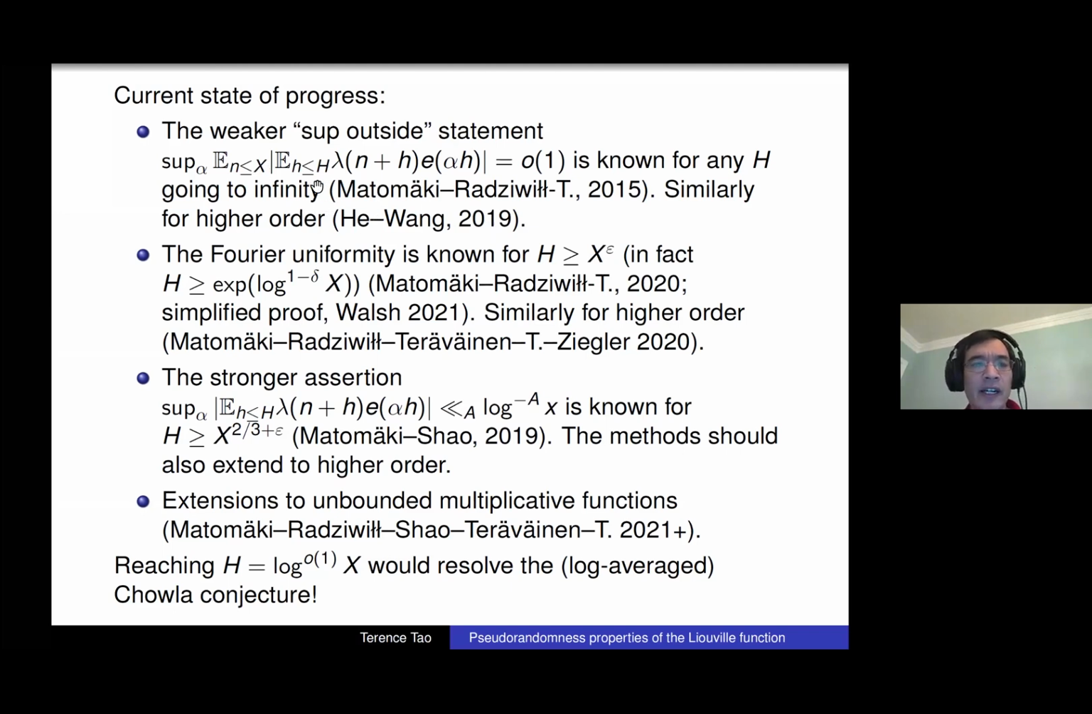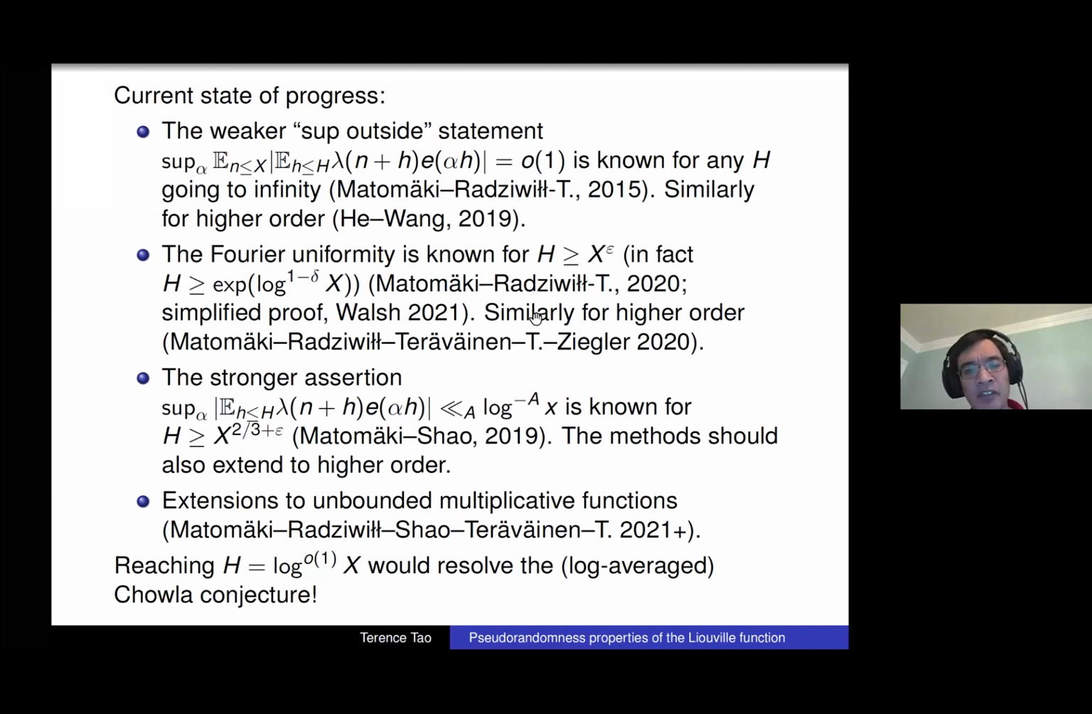More recently, if h grows fast enough, so if h grows like some small power of x, and in fact we can even do slightly better than a small power of x, then we can actually make progress. So we had a difficult argument to prove this last year, but then very recently, Miguel Walsh simplified it quite a bit. And it's now basically a 10-page argument. It's not too bad.